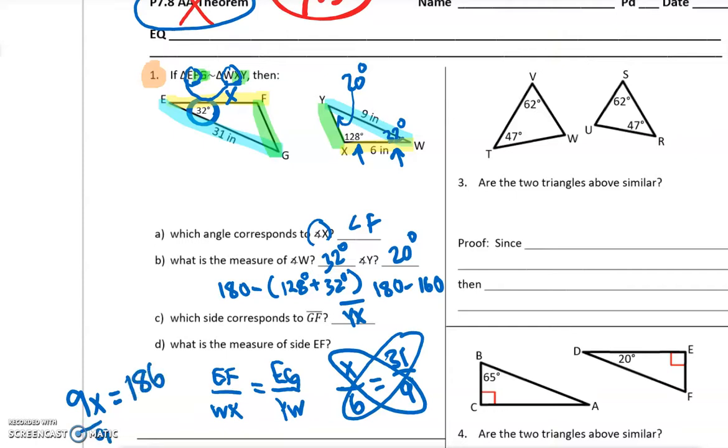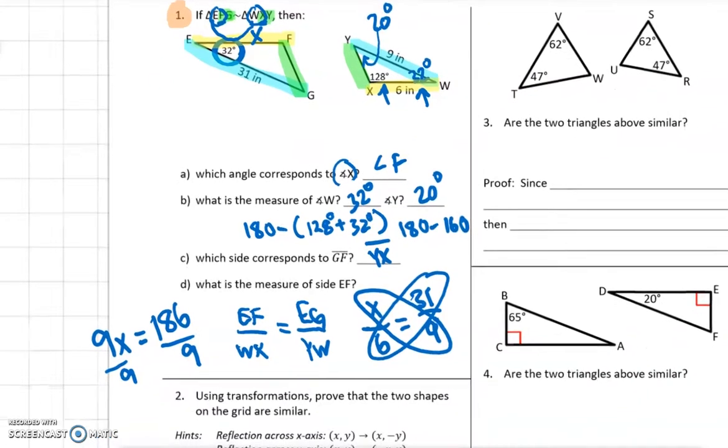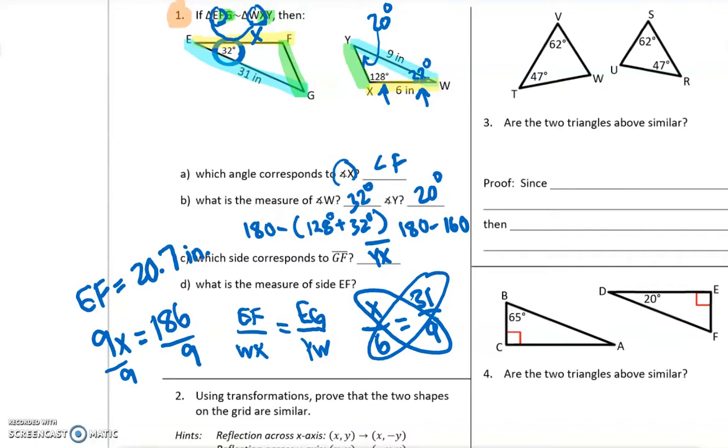And we're going to divide both sides by 9. And that should give us 20.6 repeating, I believe, if my math is correct. Check me on a calculator. Pretty sure that I'm right, though. And we can just round that, so we can say that EF equals 20.7. And inches is the units that we're using for this problem.